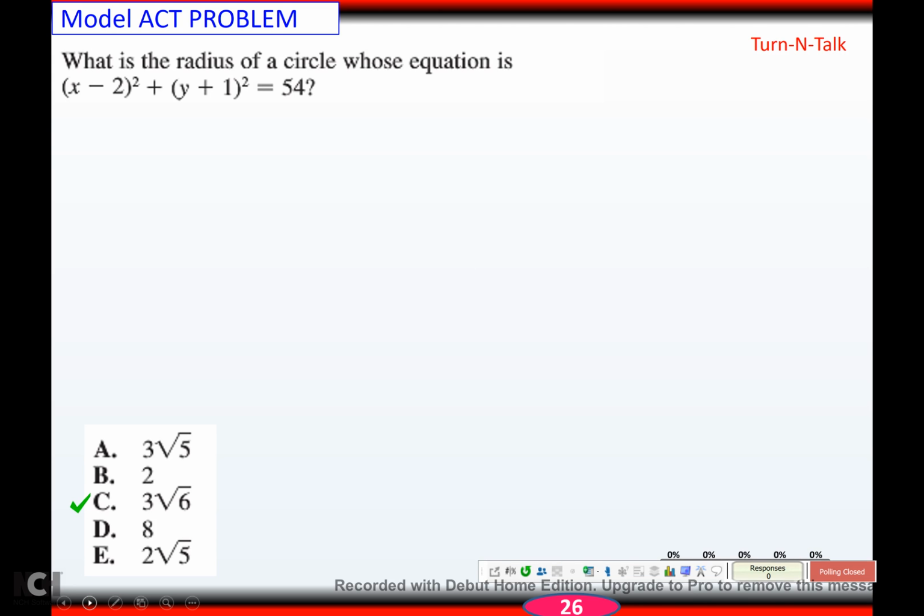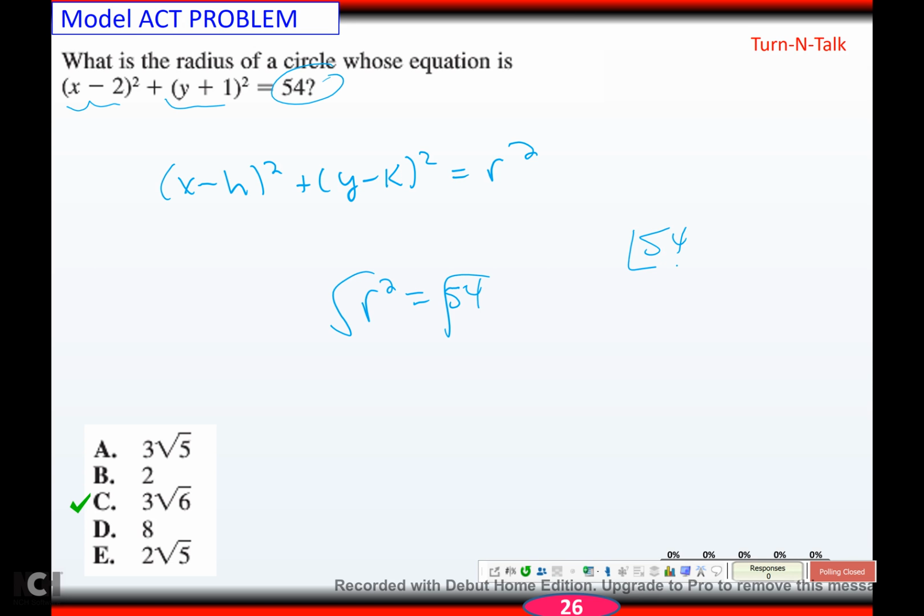Alright, you need to remember the equation for your circle is x minus h squared plus y minus k squared equals r squared. So we're in the right form, which means my r squared is the same as 54. So to figure out what the radius is, we square root, and I break down 54 by 2 is 27, by 3 is 9, by 3 is 3. There's a perfect square, and those have to go back in, which gives me 3 square roots of 6.